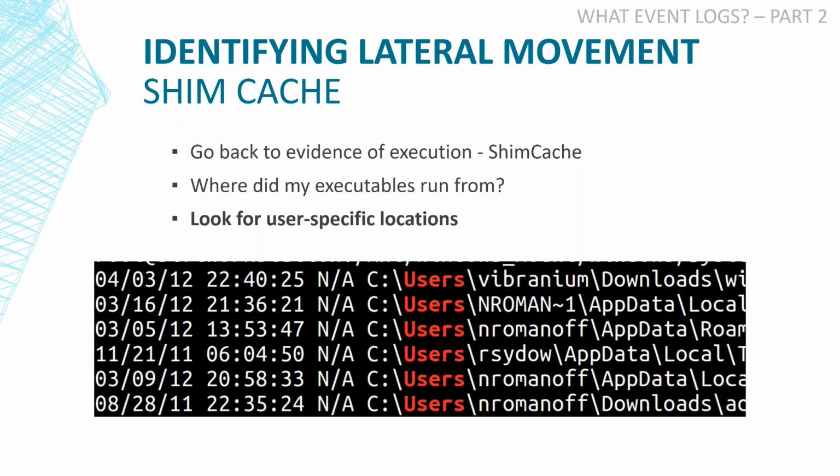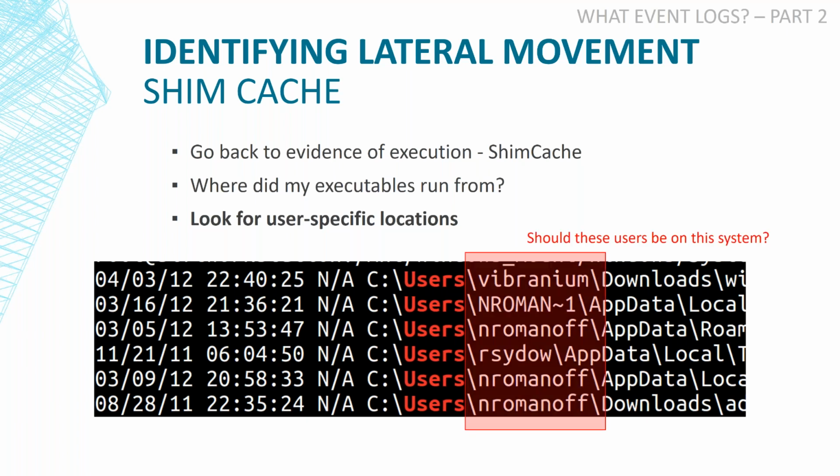So the other thing that I may do is dump the shimcache out, and I can do this for one system or I can do it for 100,000 systems. I'm going to look for every instance of a user folder, and I'm going to ask the same questions of the environment. Are there any users that should not be on a particular system? Are there any users that should not be executing things whatsoever?